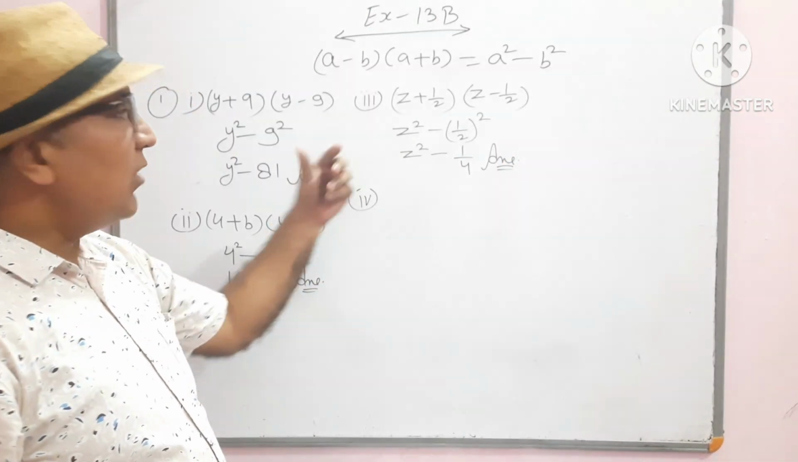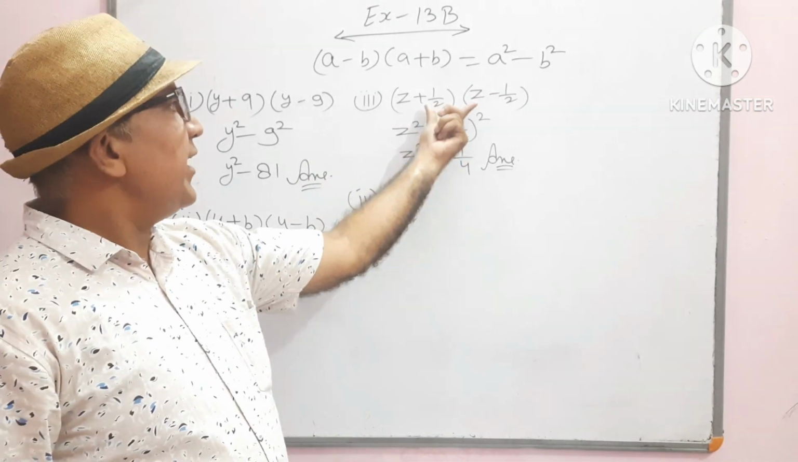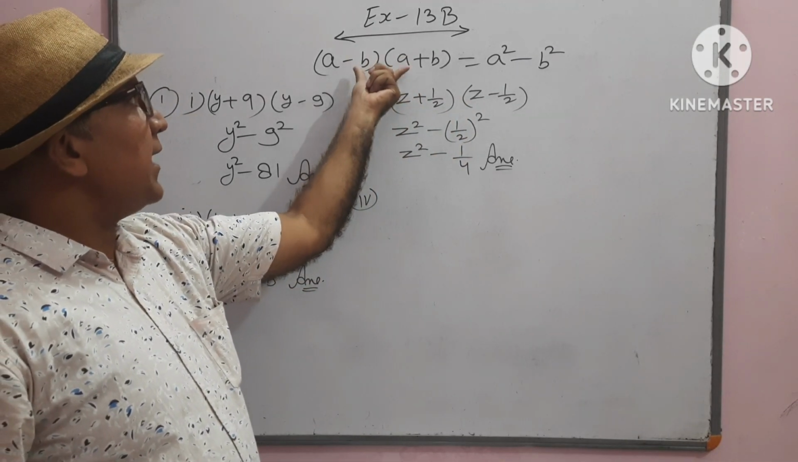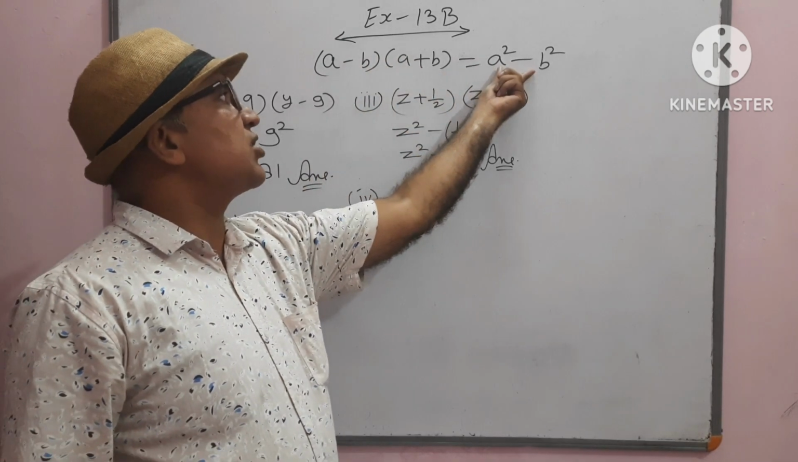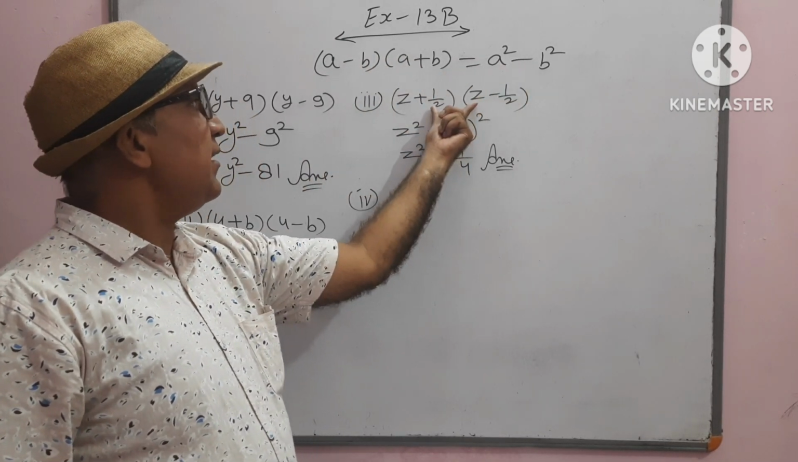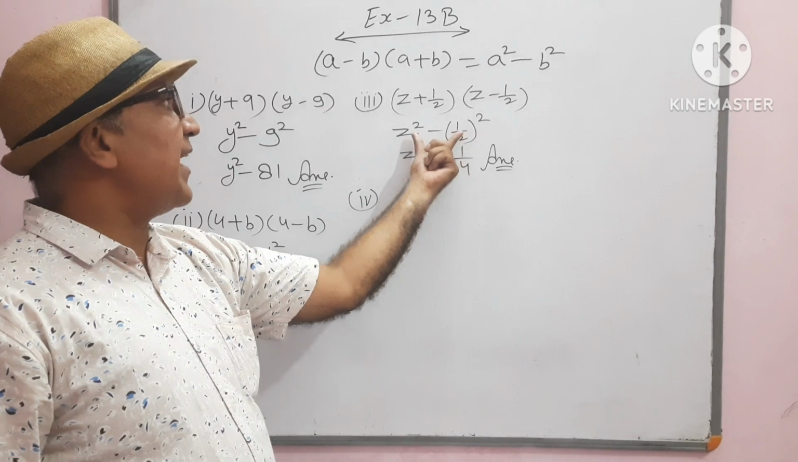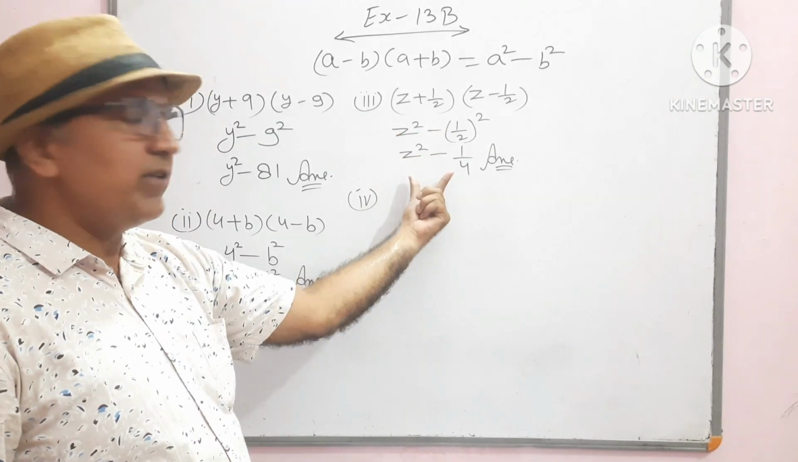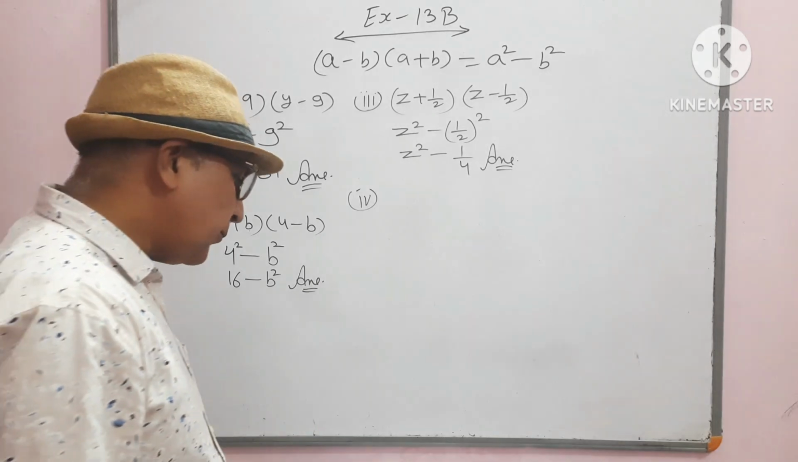Understood? What we have to do? We have to compare our question with the identity and then at the place of this we will write this statement. So here at the place of this we are writing in the form of a square minus b square and then after we will calculate it. See the fourth part also.